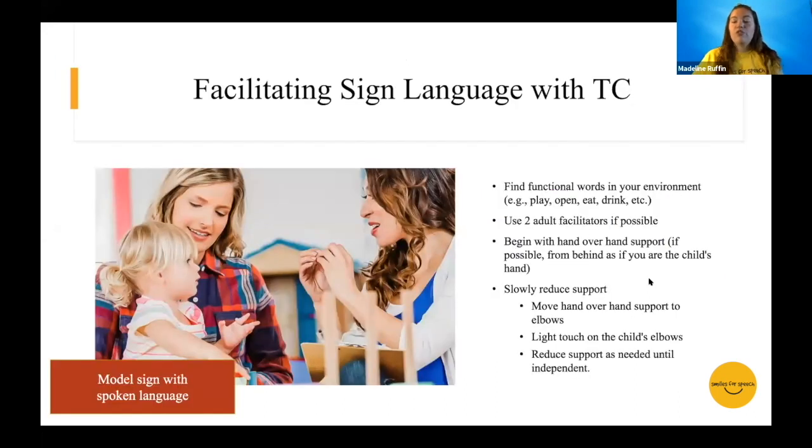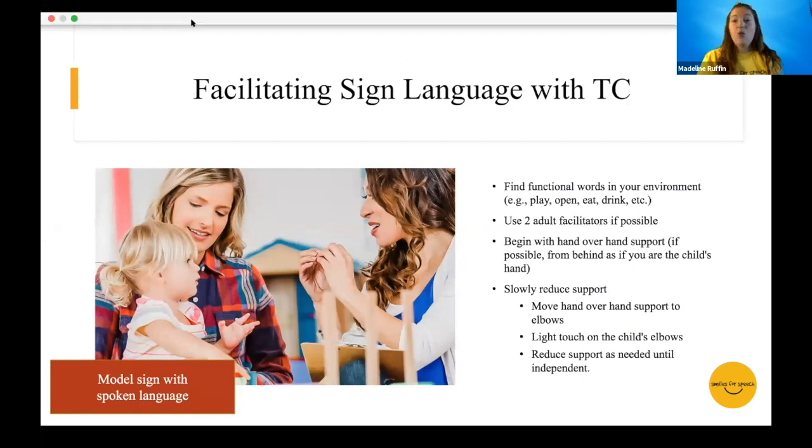So let's first talk about facilitating sign language. As I am aware, there's many formal sign languages. There's American Sign Language, there's Kenyan Sign Language, there's, I believe, a Ghana Sign Language. And I'm going to be modeling some examples of American Sign Language, but the use of facilitating this is going to be the same for all students.